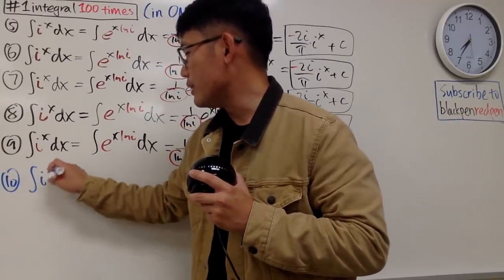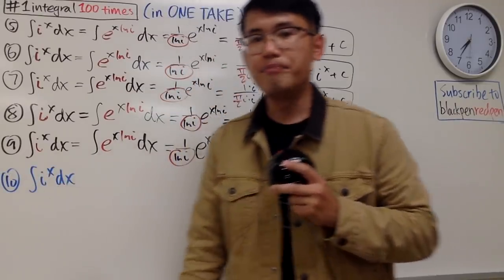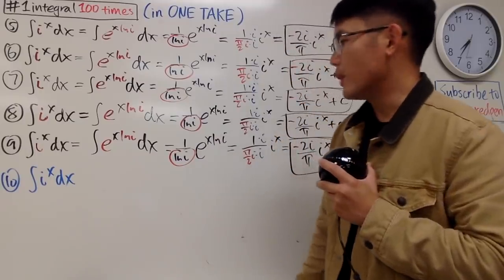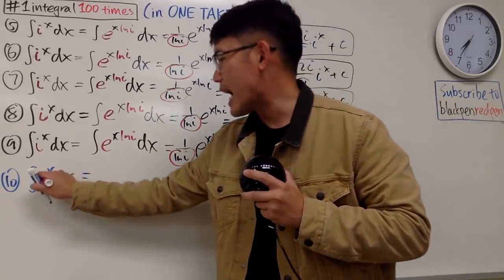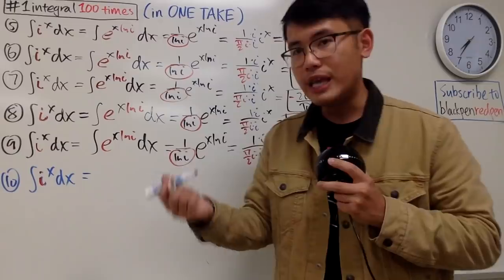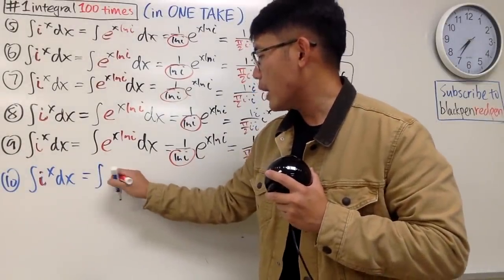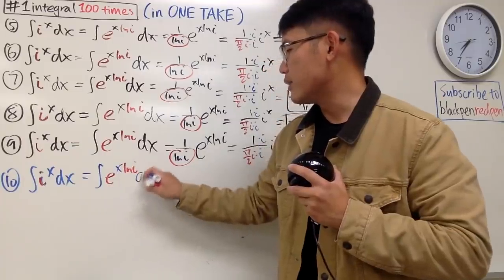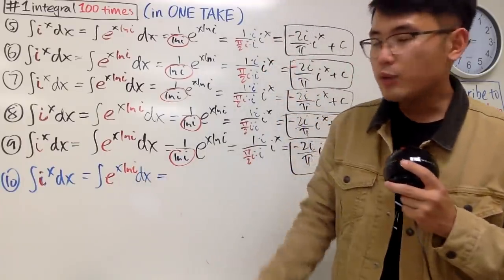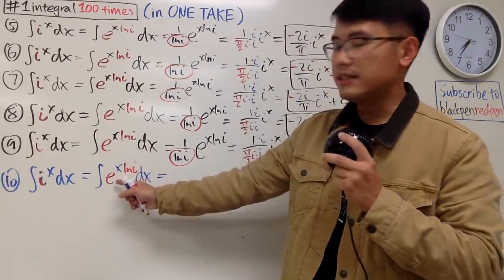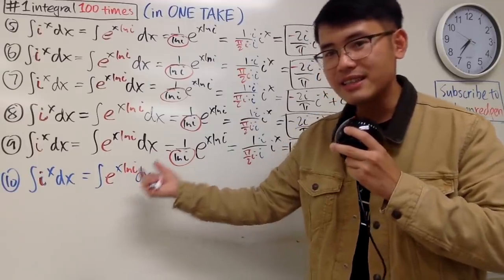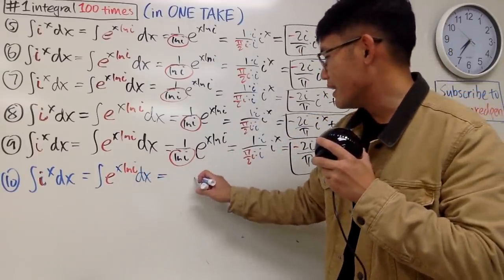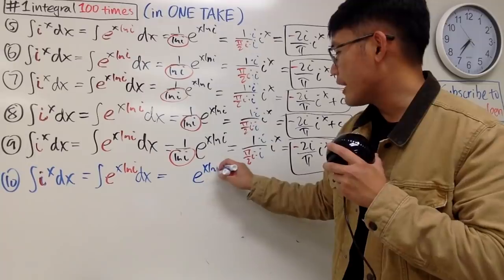Integral of i to the x power dx in blue. Well, to do this, we know that i is the same as e to the ln of i. So I will write it as e to the ln i. And don't forget we still have the x. And then we have the dx like this. And then when we integrate this, as you can see, this is just e to the linear function like this. So we can just have e to the x ln i.